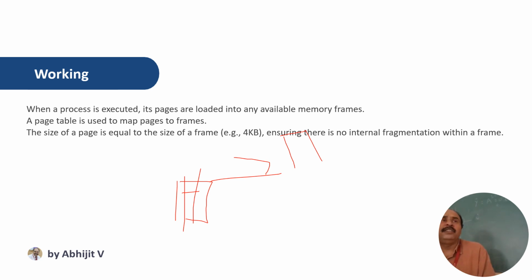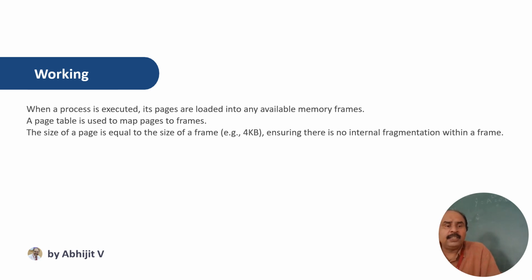A page is a space in the logical memory, and a frame is a space in the physical memory. So you have logical memory and physical memory. In logical memory you have connections to the pages, and each page is connected to a frame in the physical memory. The size of the page is equal to the size of the frame, ensuring that there is no internal fragmentation within the frame.